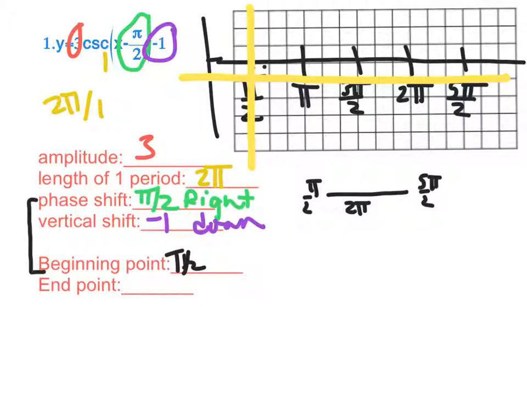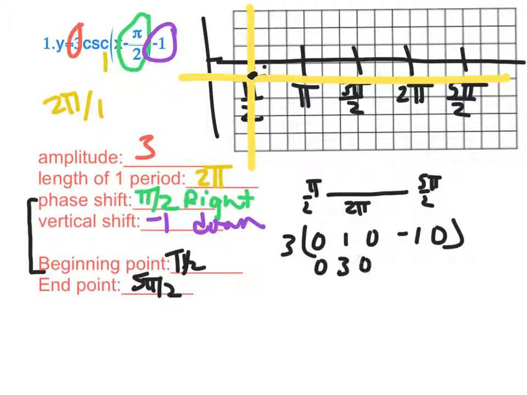And so my normal pattern for cosecant is, oops, I forgot to put my endpoint. This is 5 pi over 2. Is 0, 1, 0, negative 1, 0. That's for sine. So we're going to multiply by 3. So we're going to do 0, 3, 0, negative 3, 0. 0, 1, 2, 3. Let me erase those. 0, 1, 2, 3, 0.